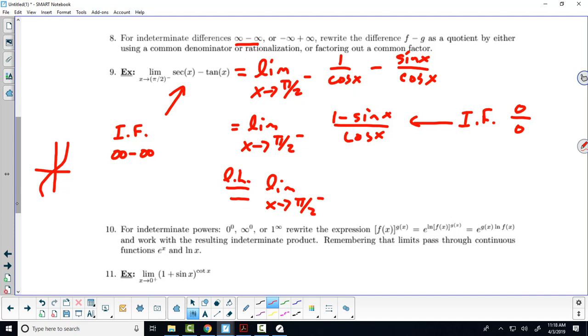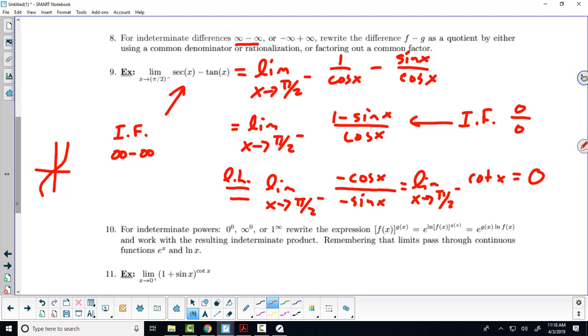That gives me minus the cosine of x all over negative sine of x, which gives me the limit as x approaches pi over 2 from the left. There's lots of ways I could argue through it. I'm going to go ahead and rewrite this as cotangent. And we get 0.